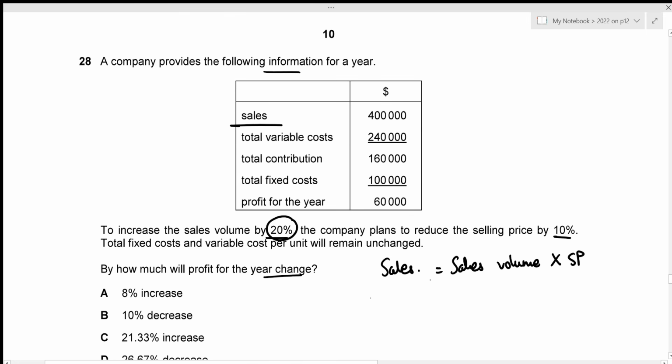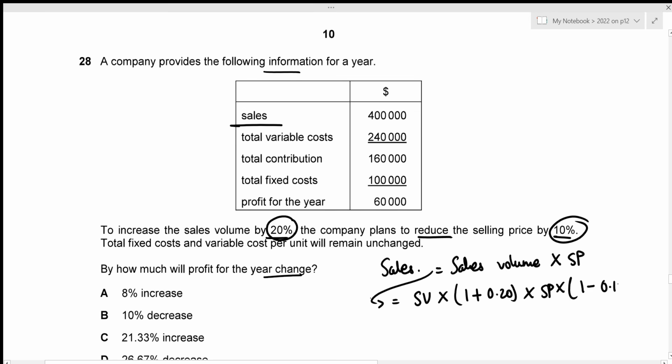So let's increase it. So I'm just going to write down this equation. So our sales volume is going to increase by 20%. So that's going to be 1 plus 0.20 times. We're also reducing the selling price by 10%. So our selling price will now be reduced. So that's 1 minus 0.10. So this just means our sales volume times 1.20 times sell price times 0.90. So this is the new total sales.